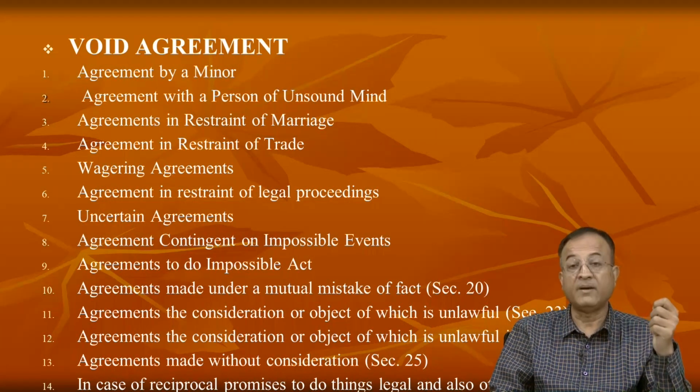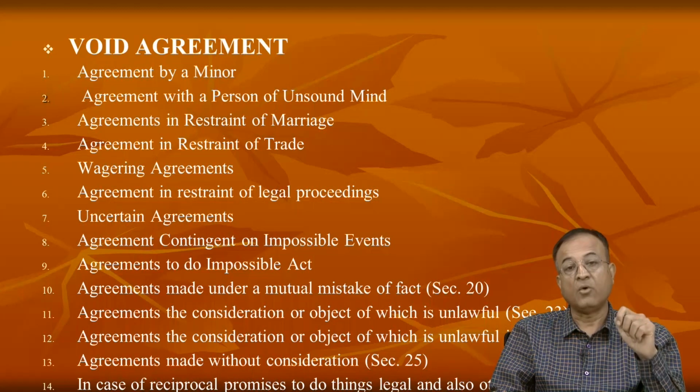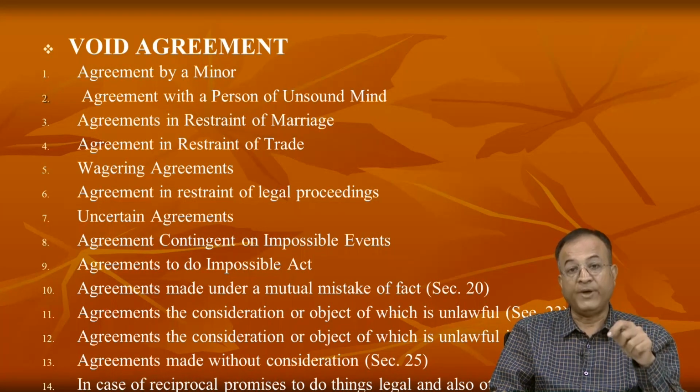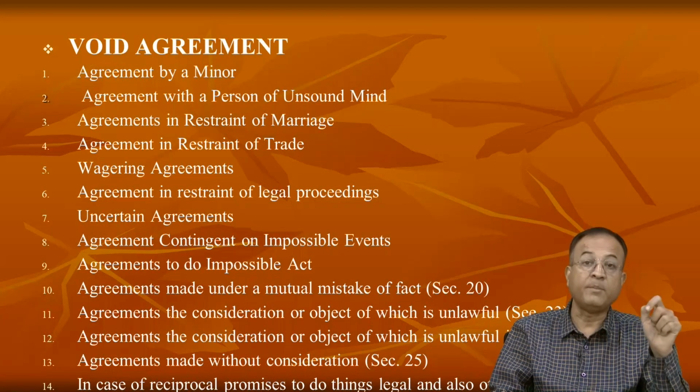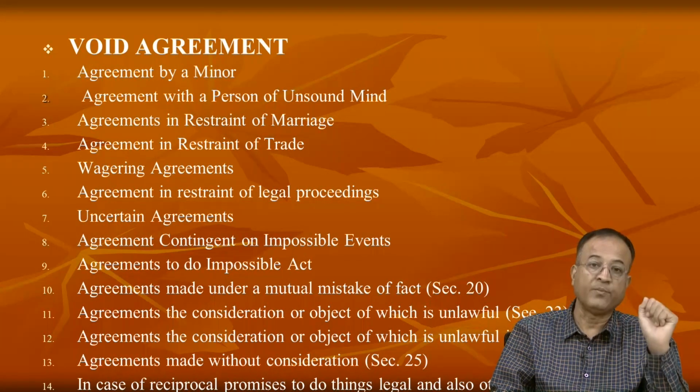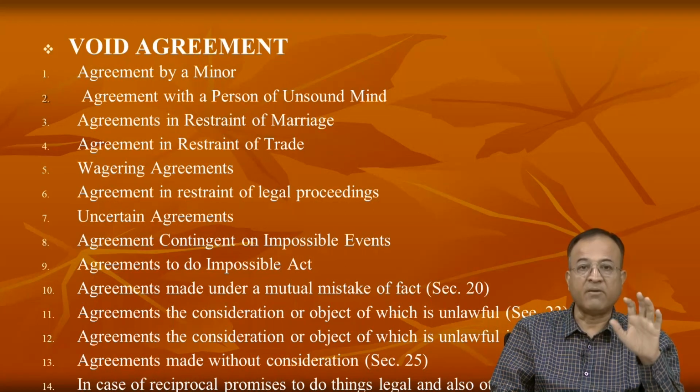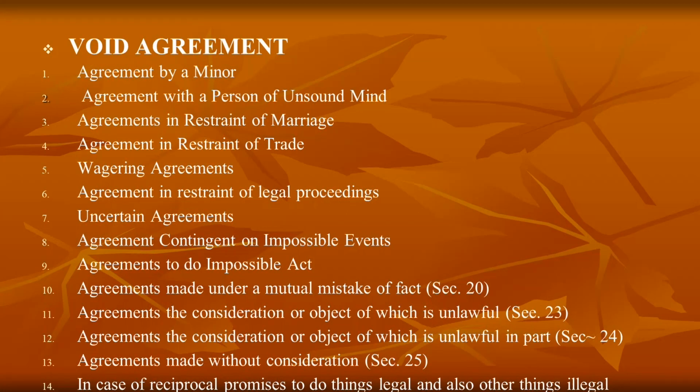12. Agreements, the consideration or object of which is unlawful in part. Section 24. An agreement must have a lawful object and a lawful consideration. If the object or consideration of an agreement is the performance of an unlawful act, the agreement is unenforceable and void. Section 23.